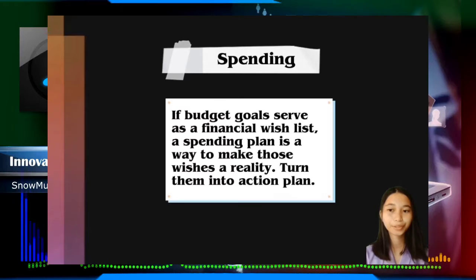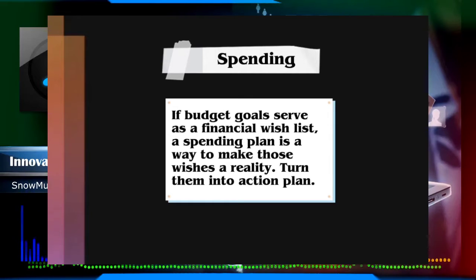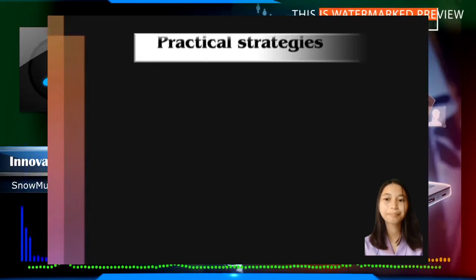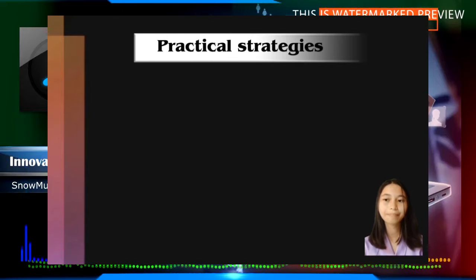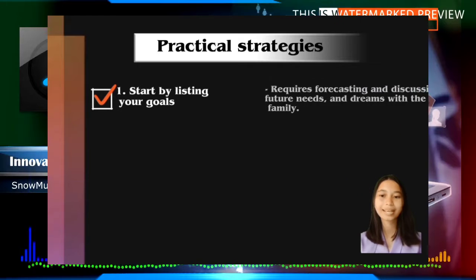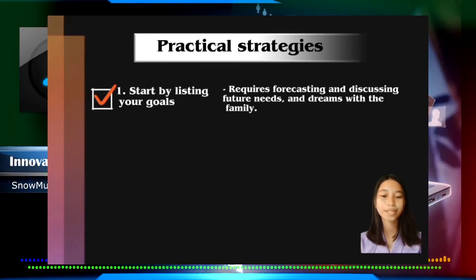Spending. If budget goals serve as a financial wish list, a spending plan is a way to make those wishes a reality. Turn them into an action plan. The following are the practical strategies in setting and prioritizing budget goals and spending plan. So the first one, start by listing your goals. Setting budget goals requires forecasting and discussing future needs and dreams with the family.